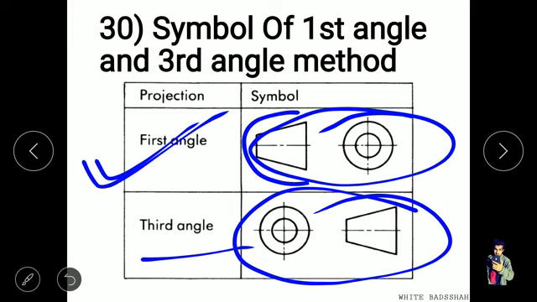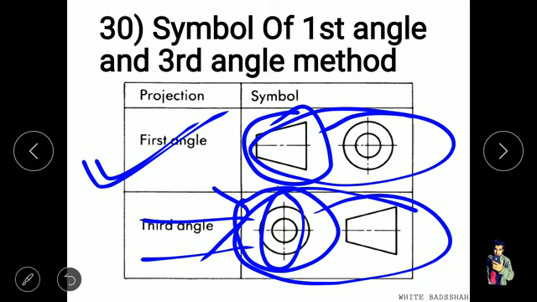In third angle, the object is first considered and the projection is considered in third angle. The plane of projection lies between the observer and the object, so it is known as third angle.